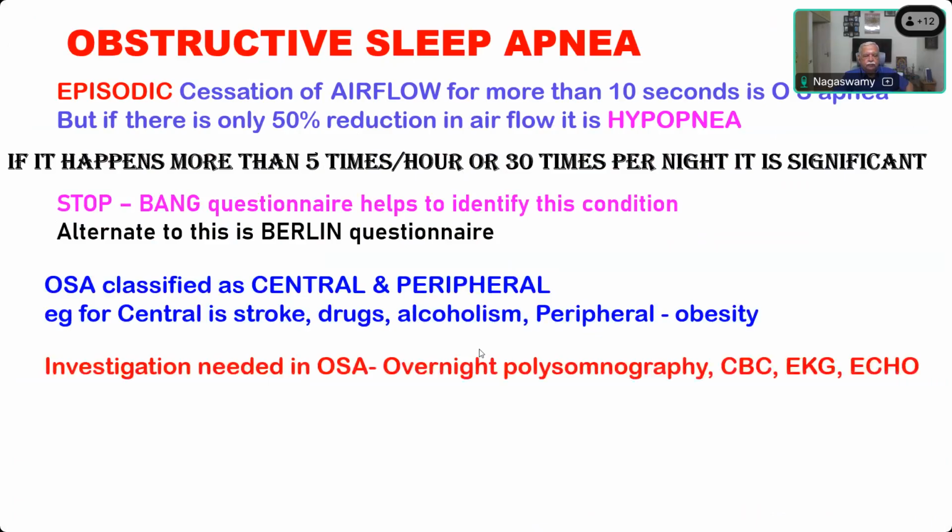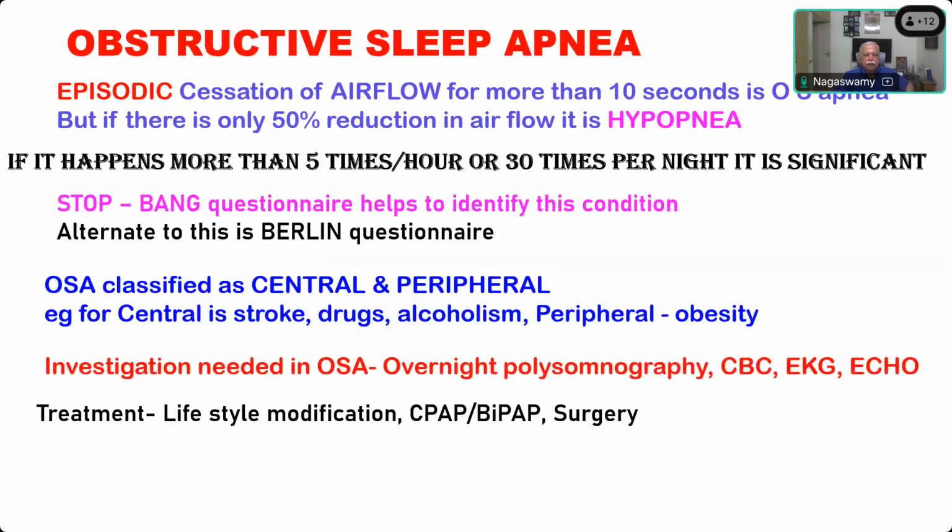The investigations you have to do are overnight polysomnography, CBC, EKG, and echo. Why CBC, EKG, and echo? What information will you get by doing this in an OSA patient? CBC: polycythemia. Polycythemia, very good. Echo, we can find out pulmonary hypertension and right heart failure. Excellent, very good. The treatment for that is lifestyle modification or institution of CPAP or BiPAP, and surgery.